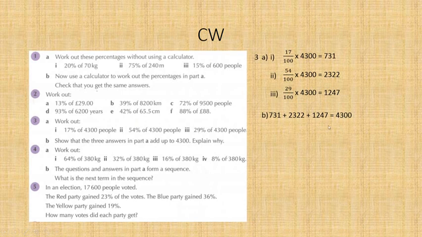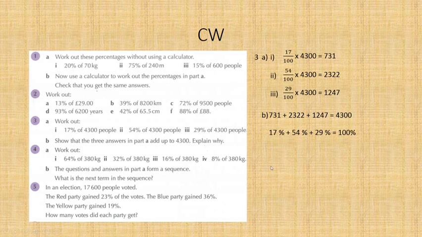Yes, but why? Because look here, if you focus a little bit, you will find out that 17% plus 54% plus 29% is equal to 100. So 100% of this number 4,300 is going to be the same. 100 over 100 times 4,300 is going to be equal to 4,300 too. So it must be equal to 4,300, of course, because the percentage is 100%. 100% of 10 is 10. 100% of 5 is 5. 100% of any number is equal to the same number. Okay? Okay, let's go to question number 4.